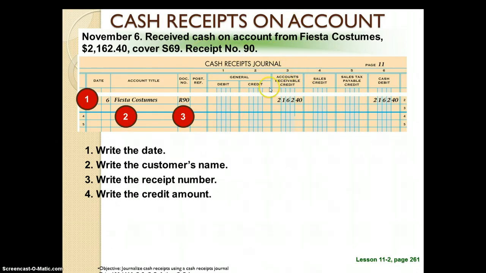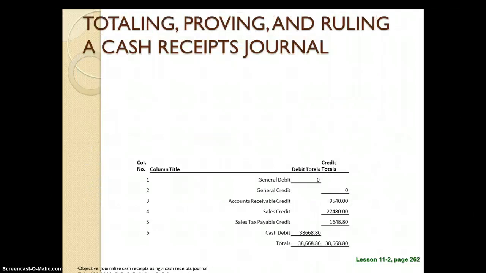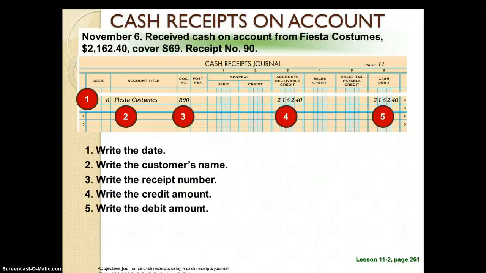Well, somebody owed us money. They paid us some of that money, so now they owe us less money. So it's going to be a credit to our accounts receivable, because accounts receivable is an asset account, and we decrease an asset with a credit. And when we received cash, it must be a debit, because anytime you receive cash, it's a debit, right?